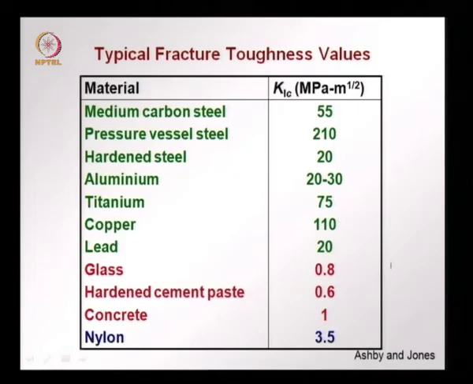And if you see here, the more brittle materials have much lower, almost 2 orders of magnitude lower. Glass, cement paste, concrete have very low fracture toughness values. So, they crack more easily and undergo brittle failure. Nylon for reference here would be intermediate, slightly higher than these brittle materials, but still not comparable to those of metals.